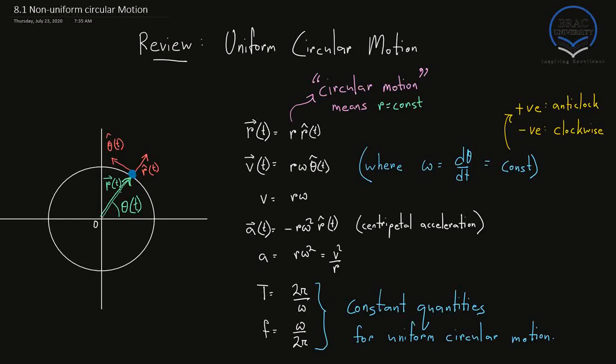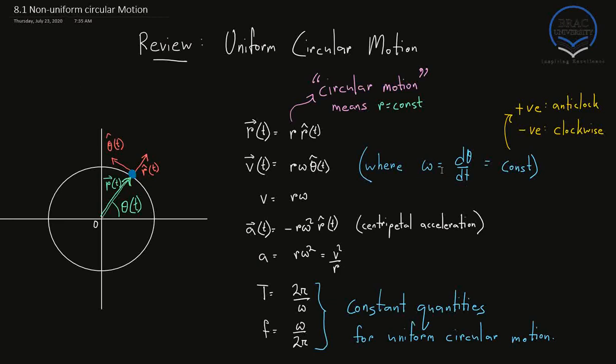Another way to think about it is that this angle theta changes at a constant rate, so that omega equal to d theta by dt, which is the rate of change of theta, is a constant. And we are able to write this v t as r omega theta hat t. So notice that at each point on the trajectory, the velocity points tangentially to the circular trajectory, right? Which is in the direction of theta hat.